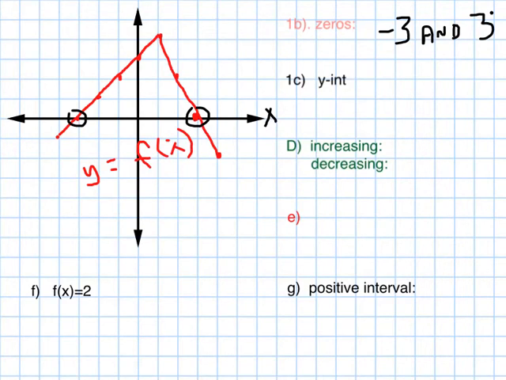What's another fancy name for the zeros? The x-intercepts, of course. So what does that bring us to? 1C, they want to know where's the y-intercept.